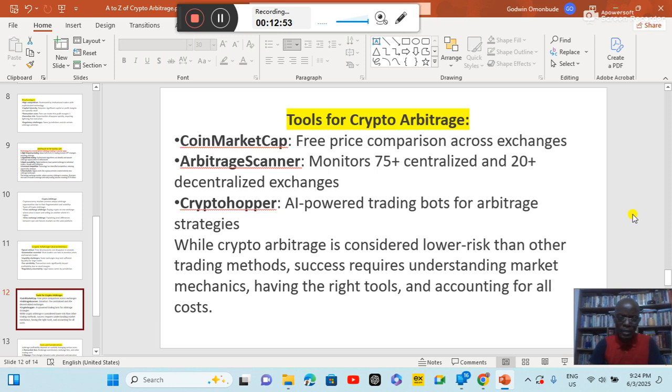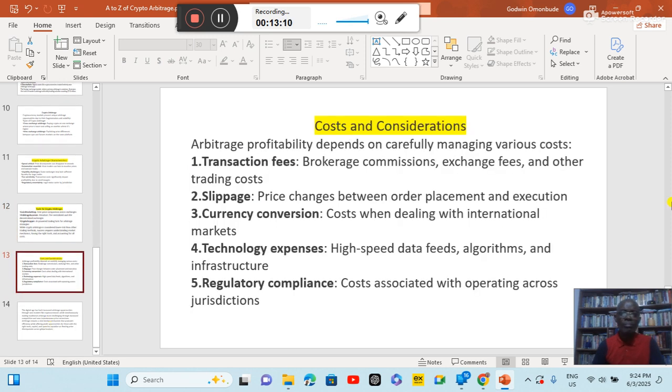We're going to be looking at these tools one by one as we go on in teaching, because I'm going to be releasing more videos on arbitrage opportunities and the tools that we need to be able to become effective as an arbitrage trader. What are the costs and considerations?